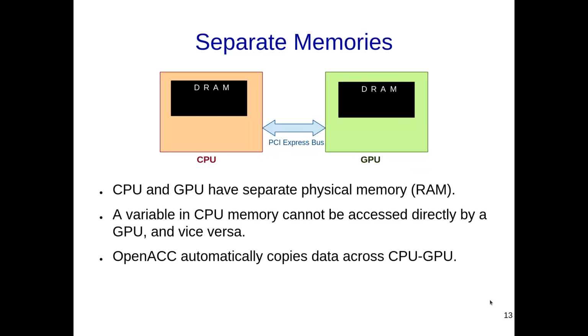Thankfully, OpenACC automatically copies data across CPU and GPU, and that is going to ease your programming, which unfortunately is not the case by default in CUDA or OpenCL. But there is a downside to that. Can somebody think about that? If OpenACC is automatically copying data across CPU and GPU, what could be the downside of that?